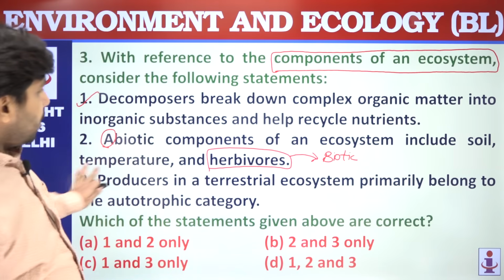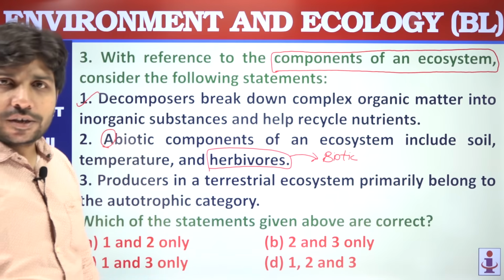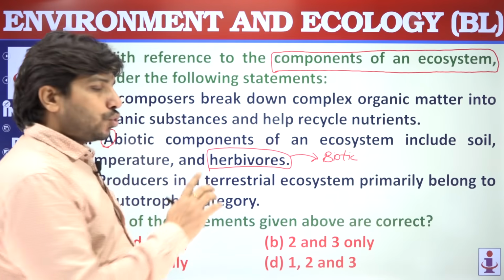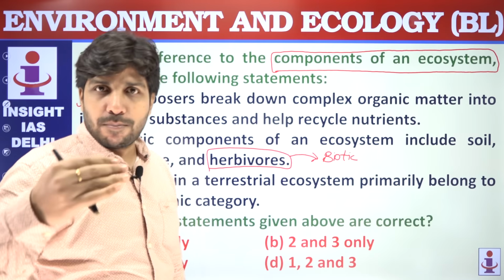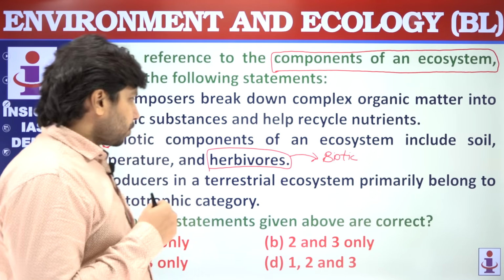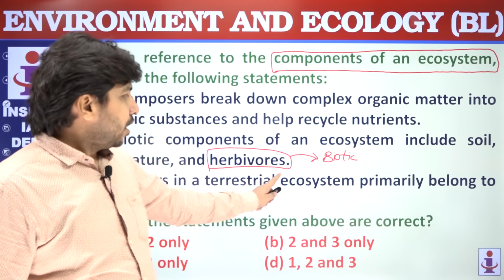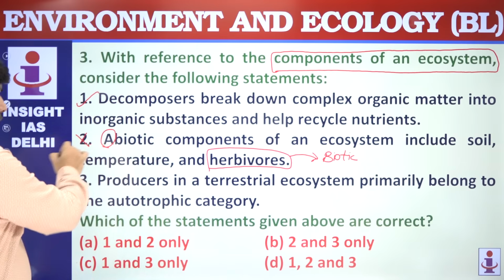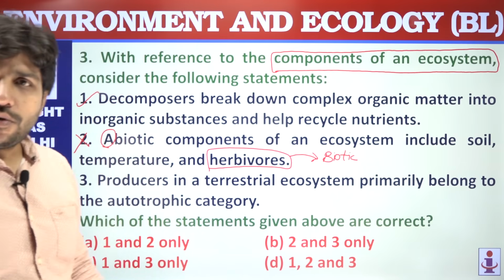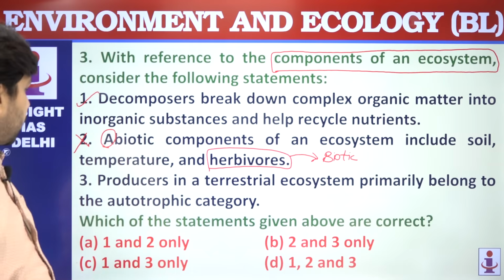If you read this statement, in the first go you will feel that this statement is correct. But the problem is you should not go with assumptions. You should always read the statement completely and then you decide. When we come to the end, we understand that this statement is actually not correct, because here it is written herbivores. Herbivores are not part of abiotic components. So statement 2 is not correct.